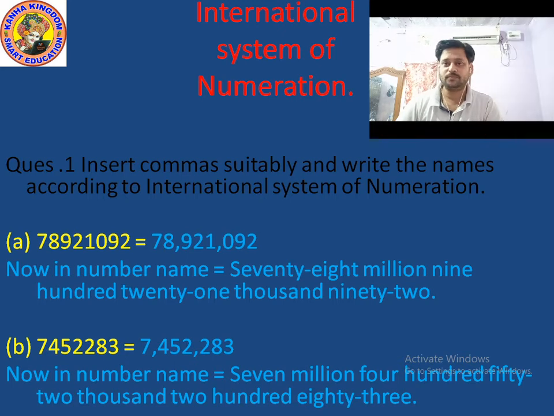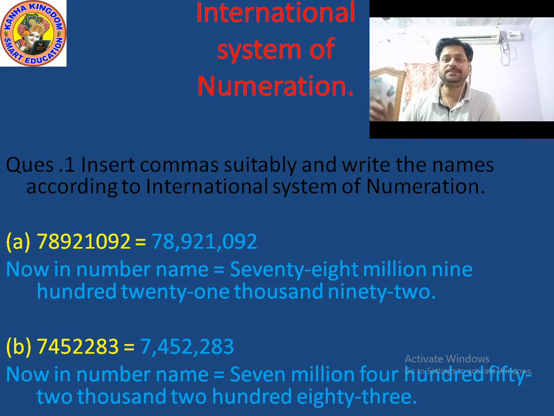Okay, so the first part of this question: 78921092. I repeat once again, 78921092. Okay, so here also it is very easy to find out how many digits are here, and very easy to insert the comma. How? Because in the international system every period has 3 place values. So again you count digits from the right hand side, because the right hand side is the ones period, and ones period is the first period. So in ones period 3 digits, 1 2 3, then make a comma.